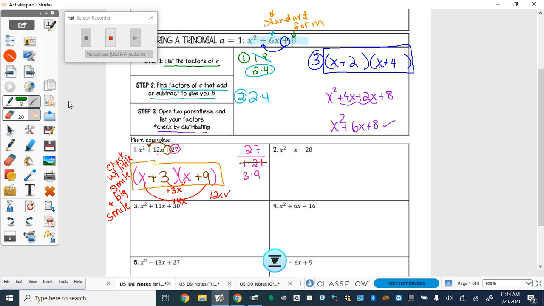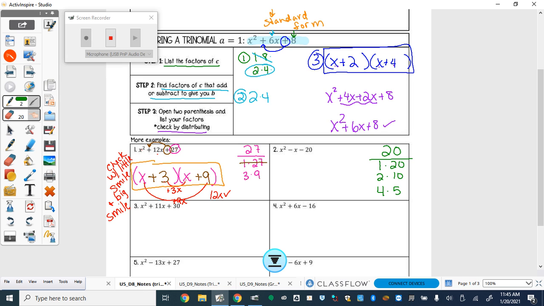If I take a look at number 2 over here, though, my signs are different from the other 2 examples we've done. I have 2 subtraction signs, and no, that doesn't just mean that I'm going to have 2 subtraction signs when I factor, unfortunately. It doesn't always work that way. So I'm looking for factors of negative 20. We'll stick with 20 for now. We're looking for factors of 20. So I got 1 times 20, 2 times 10, 4 times 5.